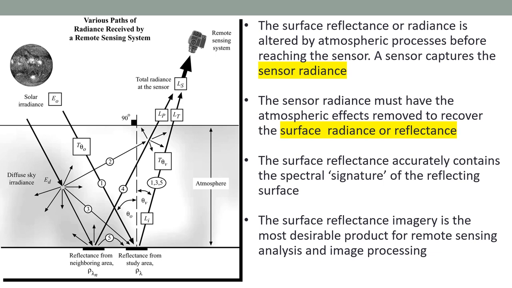So it turns out that the surface reflectance or the surface radiance is what is needed for the process of remote sensing, such that the reflective surfaces can be characterized or identified properly. Therefore, atmospheric correction is necessary to add the information that was lost from the surface reflectance or the surface radiance as it made its way through the atmosphere to the camera. If that information is added back in to the sensor radiance, we recover the surface radiance or the surface reflection, and that is the desired product for land cover mapping and identifying the surfaces that are being imaged.